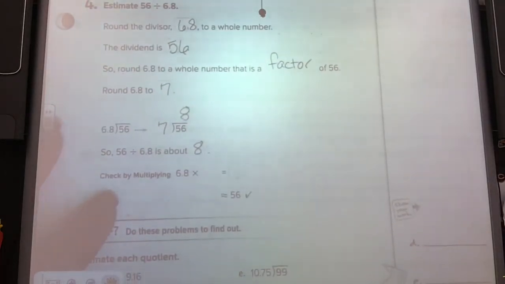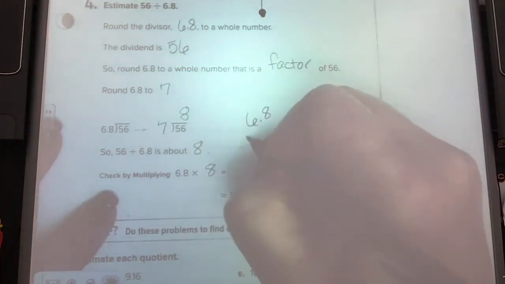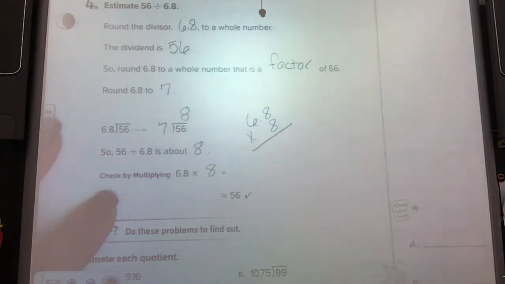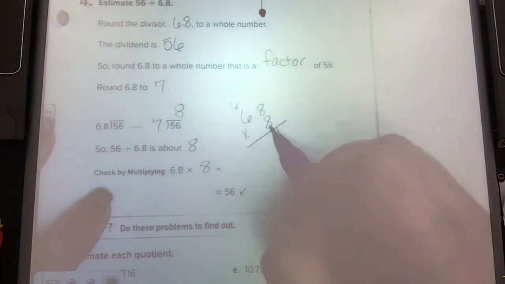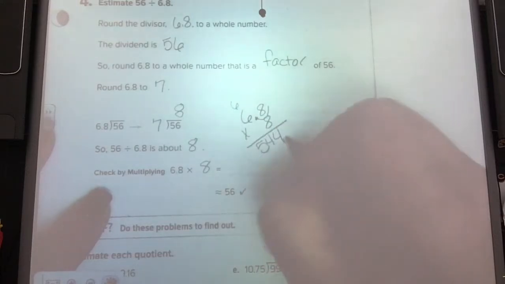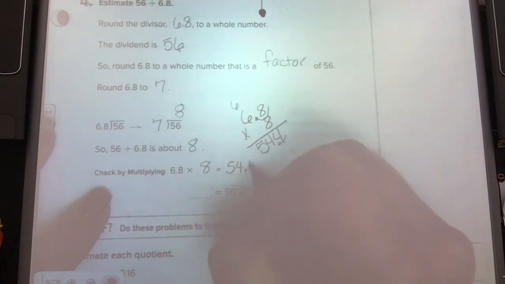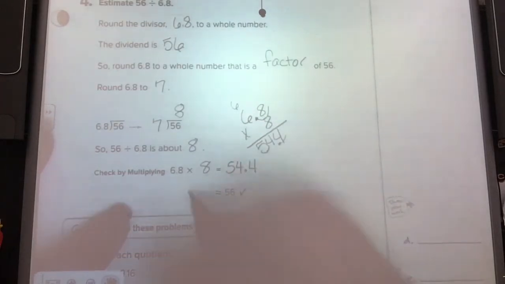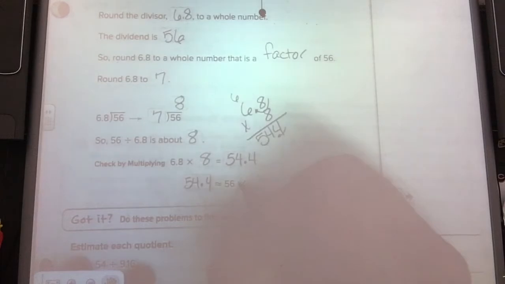Check by multiplying 6.8 times 8. Remember you can multiply any way you want to. This is just the way I'm doing it. 8 times 8 is 64. 8 times 6 is 48. 49, 50, 51, 54. Over 1, over 1. So that equals 54.4. And is 54.4 close to 56? Then we know we got it right.